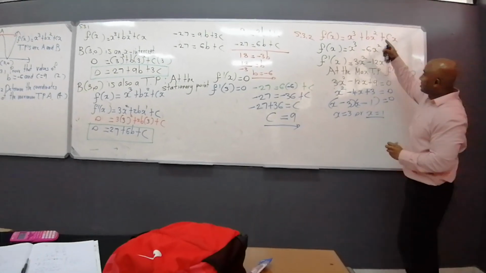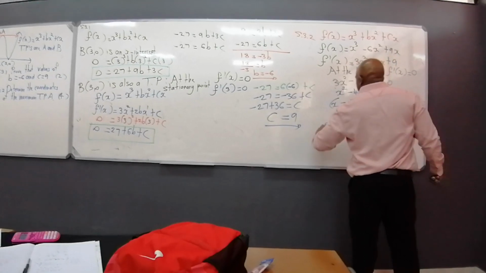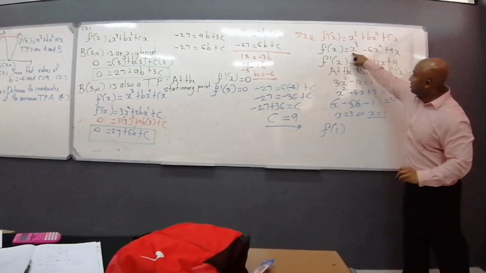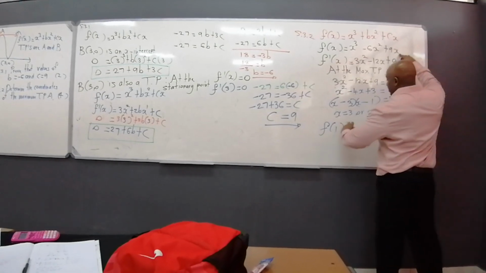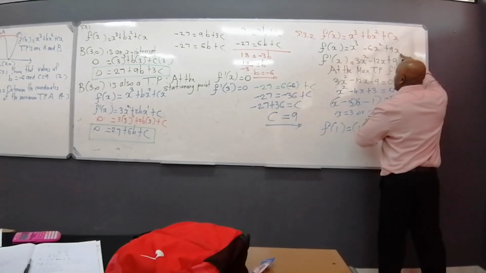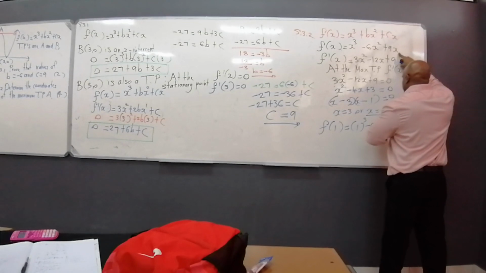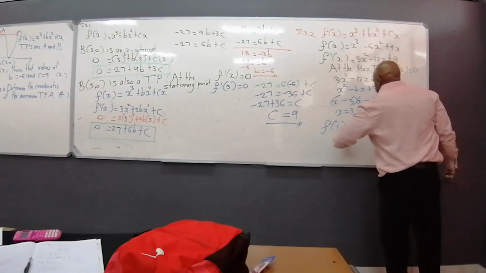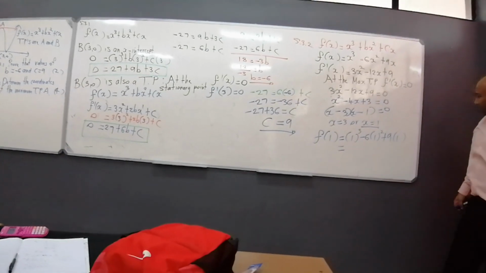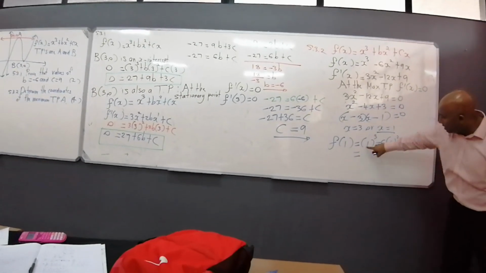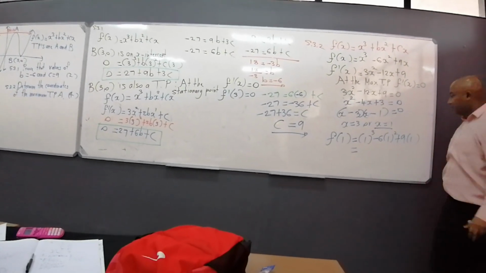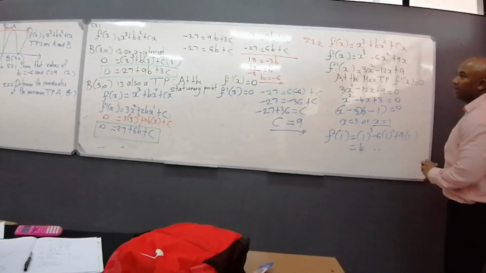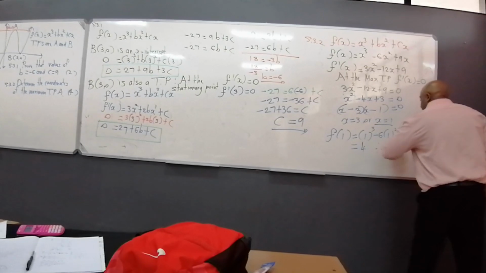Okay, so we're going to substitute back here. f of 1 into the original equation. So f of 1 is equal to 1 cubed minus 6 times 1 squared plus 9 times 1. What do we get? 9 minus 6 is 3, plus 1 is 4. So therefore, a is 1.